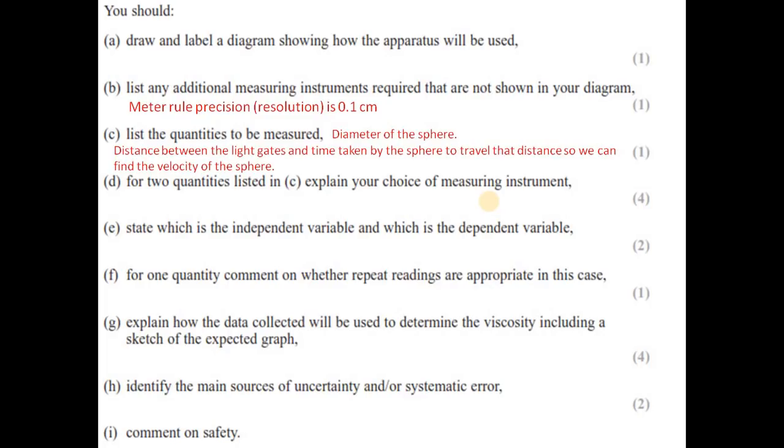For two quantities listed in C, explain your choice of measuring instrument. Of course, for diameter we are going to use a micrometer screw gauge. It is because the resolution of the screw gauge is 0.001 centimeter, appropriate for this kind of measurement. And for distance we are going to use a meter rule to measure the distance between two marks.